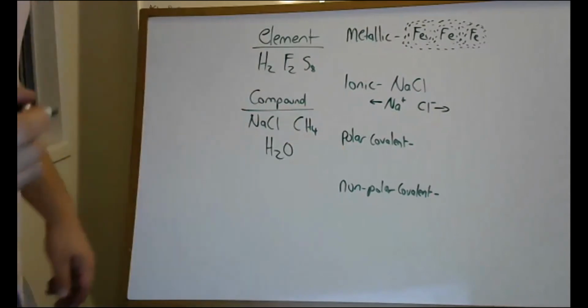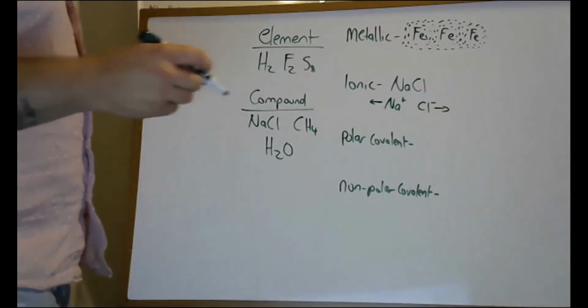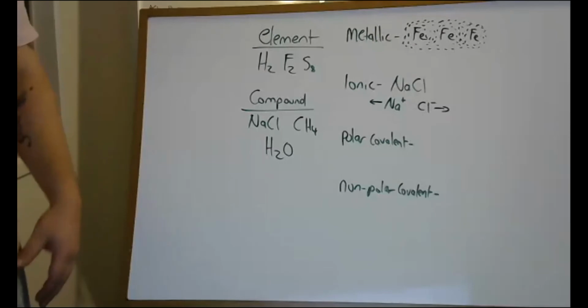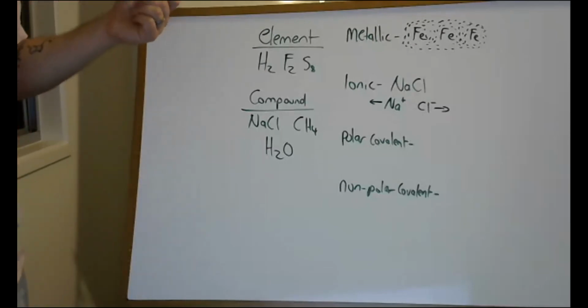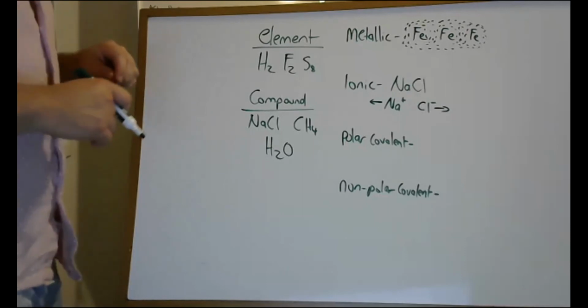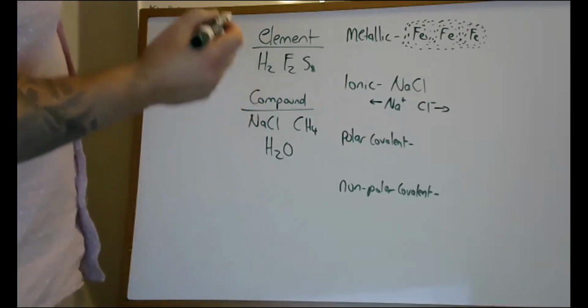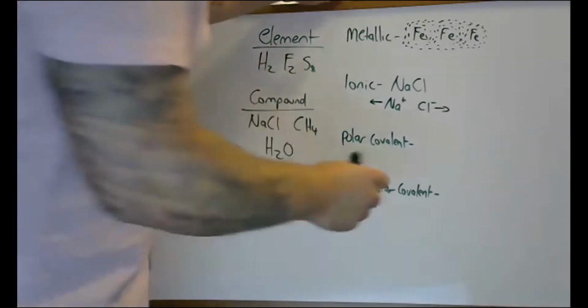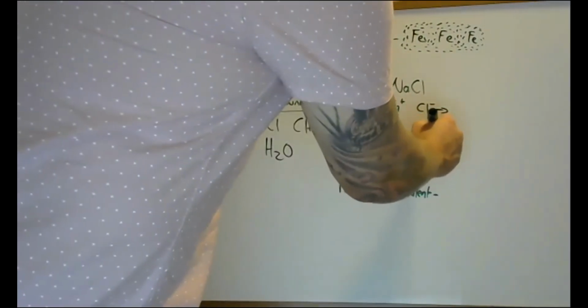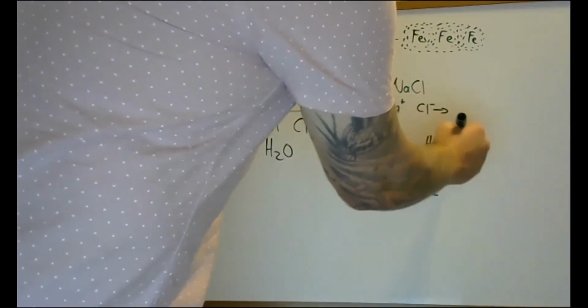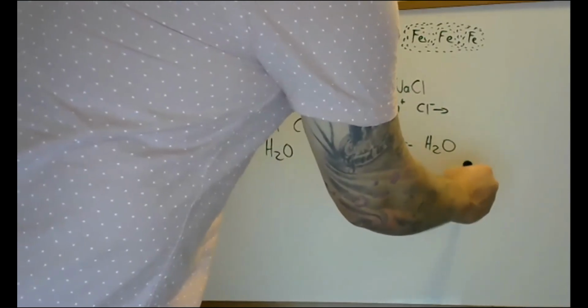Polar covalent. So a covalent bond is where the electrons are shared, but they're not always shared evenly. So polar covalent, H2O, non-polar covalent, CH4.